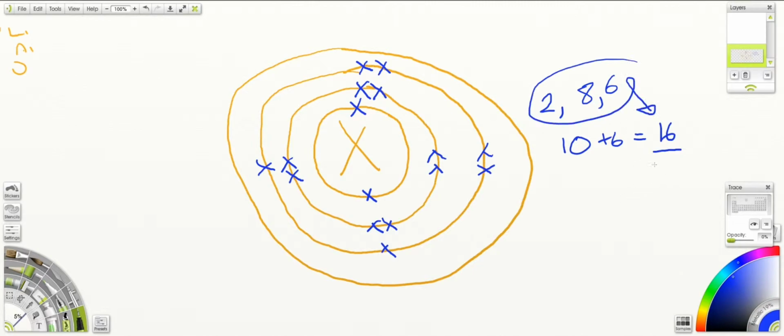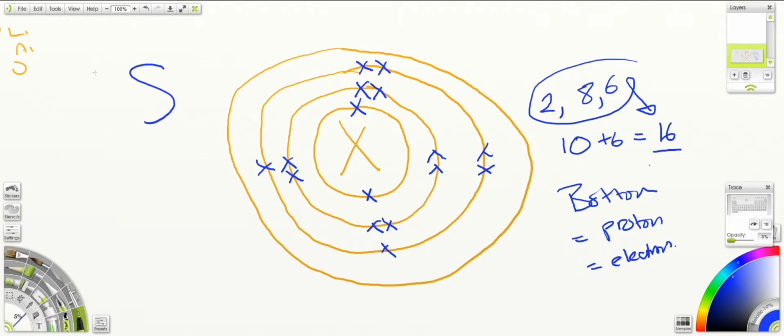So 16, I'm going to look at my periodic table for the bottom number, because remember, the bottom number is equal to the protons and it's equal to the electrons, and what we've just drawn is the electrons. So I'm going to have a look at my periodic table. This, ladies and gentlemen, is sulfur, because sulfur has 32 at the top and the number 16 at the bottom, so it's going to be sulfur. My mystery element, element X, is sulfur, because it has 16 electrons.